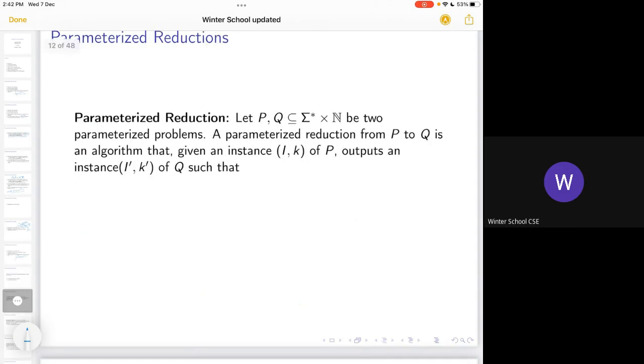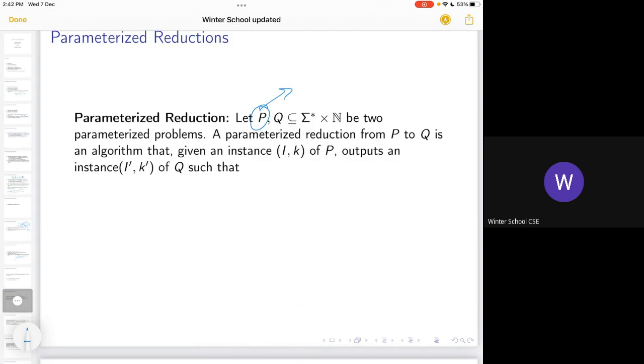So let's come to this. For this, we have a notion of parameterized reduction. And what does it say? That if we have two parameterized problems P and Q, we are trying to reduce the parameterized problem P to Q. And what is the parameterized reduction property we are looking for?